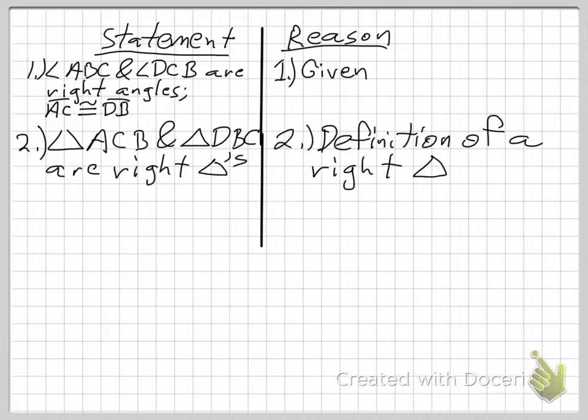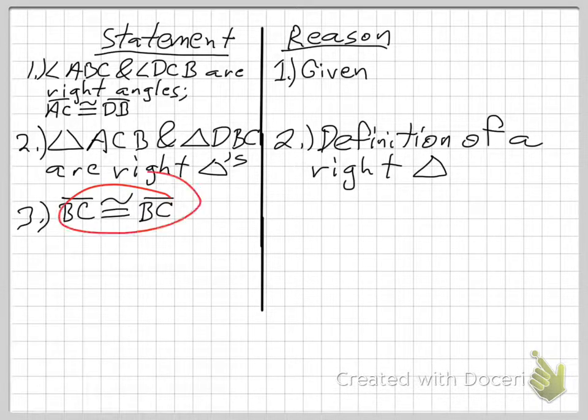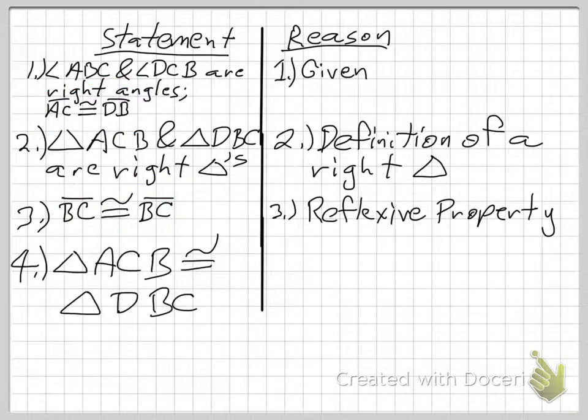So going back to this, we have BC is congruent to BC, and AC is congruent to DB. Again, we have these two here, and because of those, we have hypotenuse leg, and we can say that therefore triangle ACB is congruent to triangle DBC, HL, hypotenuse leg.